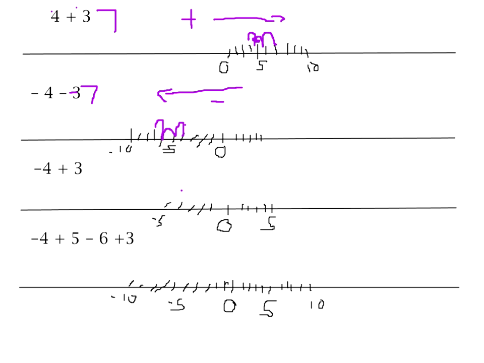Now, the next one starts at negative 4, which is right here. And then it says positive 3. So am I going to go to the left 3 spaces or to the right 3 spaces? We're going to go to the right three spaces. So 1, 2, 3, and we are at negative 1.